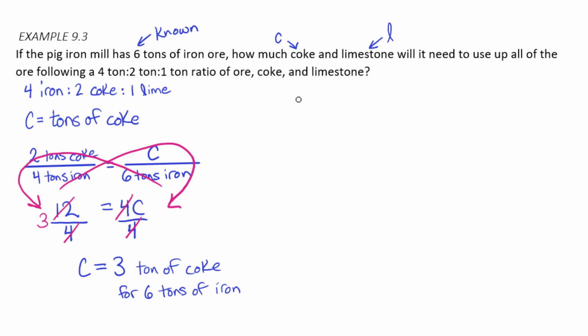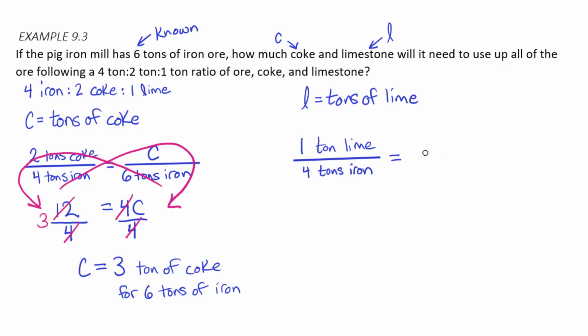Now let's take the limestone part of this problem. So I'm going to use this script L, so that's like an italicized L, and that is tons of lime. What is our ratio with iron? Well, we see that from our original ratio, 1 ton of lime goes with 4 tons of iron. Set that equal to another ratio, which is going to be our unknown amount of lime that should go with 6 tons of iron ore.